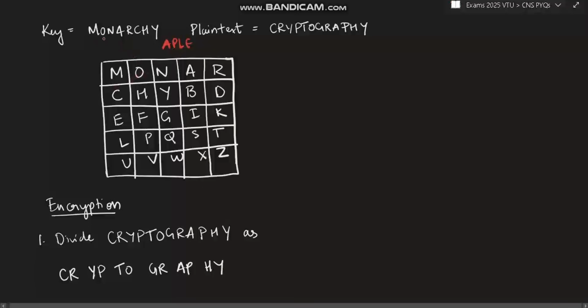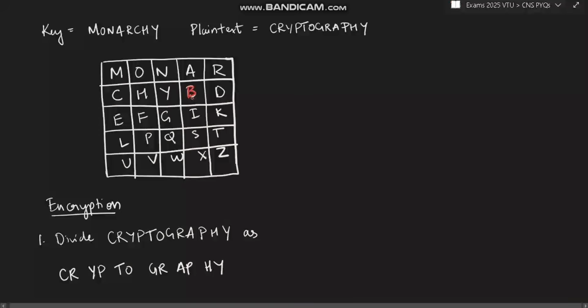Okay, so monarchy is present here, right? What we'll be doing is we'll be starting from here, we'll be writing MONARCHY. Done. After this we will be writing those letters which are missed in monarchy. For example, B. After A is present, we'll not write A again.